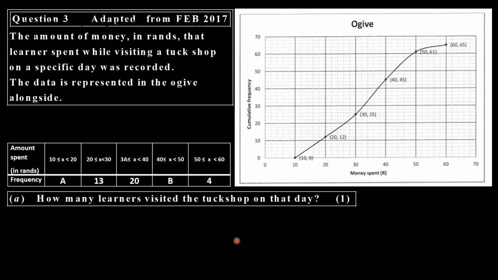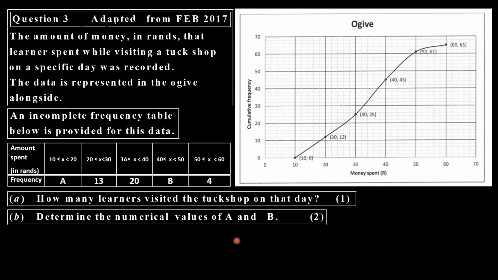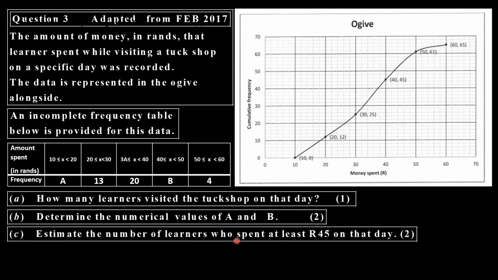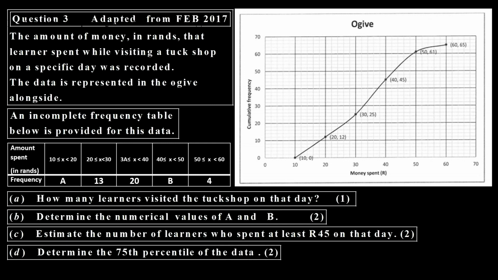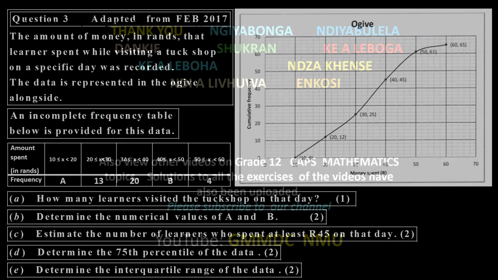So first of all, how many learners visited the tuck shop? So you should get that from your OGIVE. Then they want to calculate the values of A and B, right? And then we must estimate learners who spend at least 45. So you can take the reading from your OGIVE. And then we want the 75th percentile. Which one is that? That's correct. It's another way of asking you for the upper quartile. And then we want you to calculate the interquartile range.